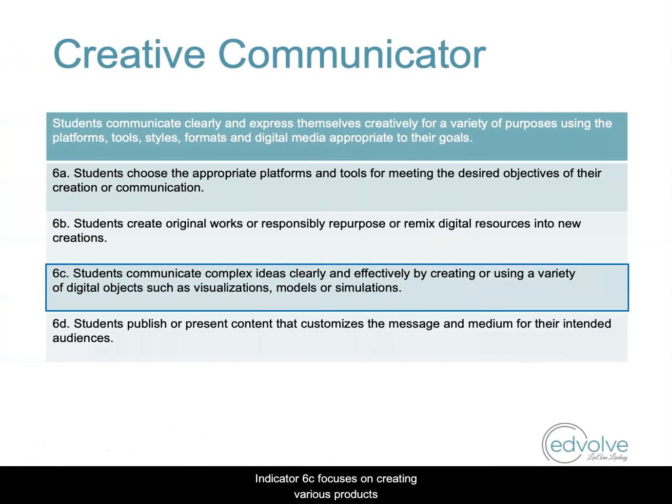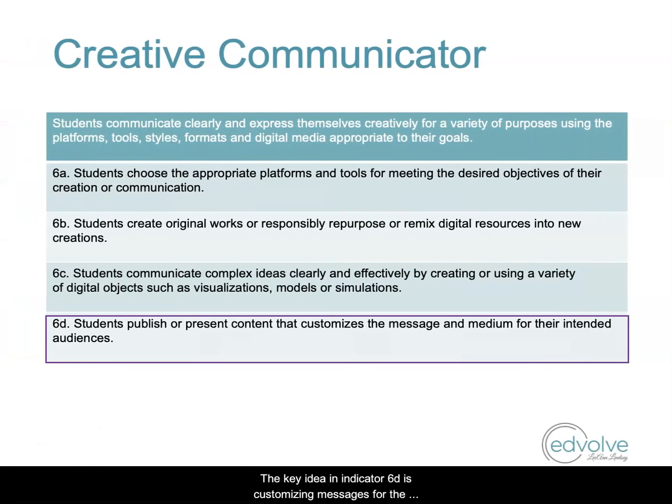Indicator 6C focuses on creating various products such as visualizations, models, and simulations to effectively communicate complex ideas. Notice the indicator speaks to both creating and using a variety of digital objects in communication efforts, which means that students should be able to consume information and ideas presented in different ways, as well as produce digital objects that clearly express their own ideas.